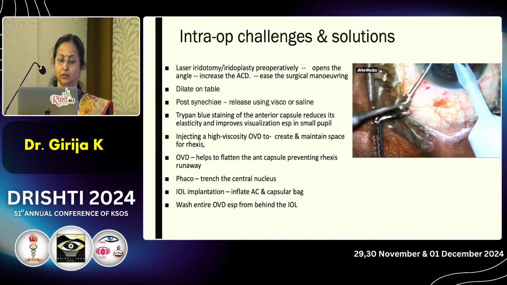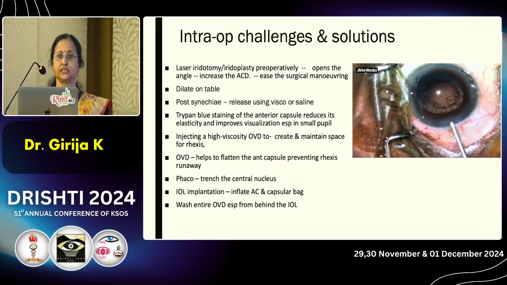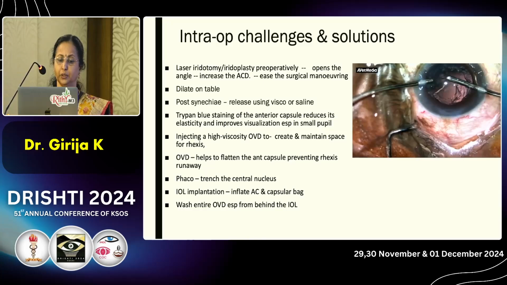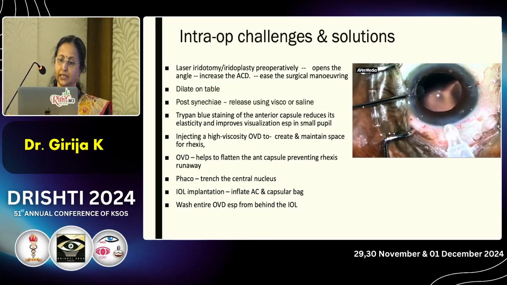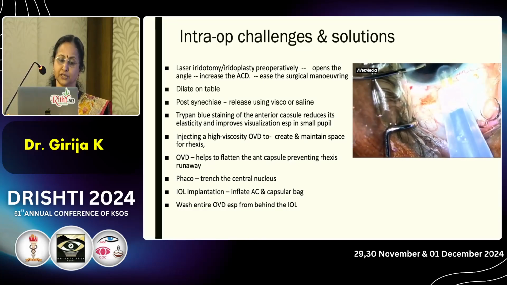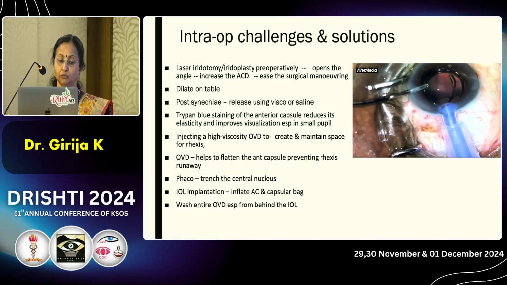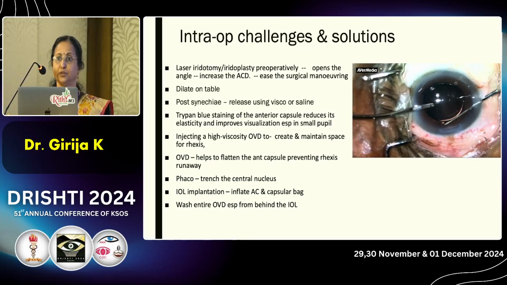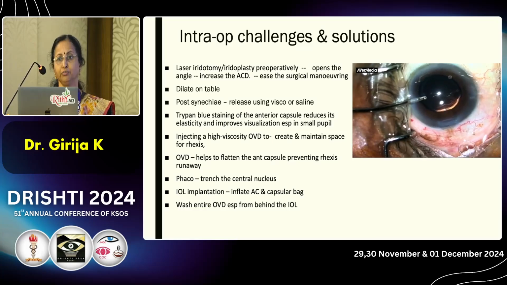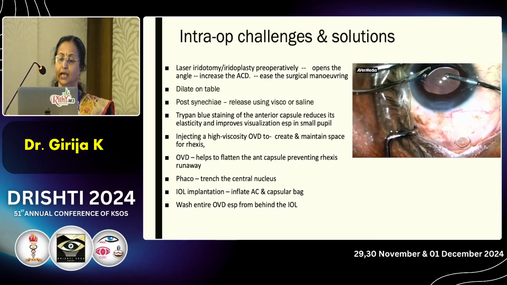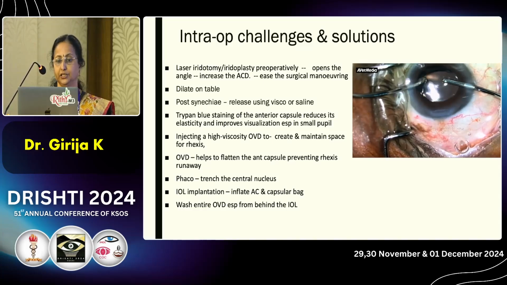And during all procedures, always inject visco and deepen the anterior chamber, and when you're implanting the IOL, again inflate the AC and the capsular bag and inject it safely. And after IOL implantation also wash the OVD thoroughly from the anterior chamber as well as from behind the IOL. So these are the small precautions that can help you when you are operating in a shallow anterior chamber.